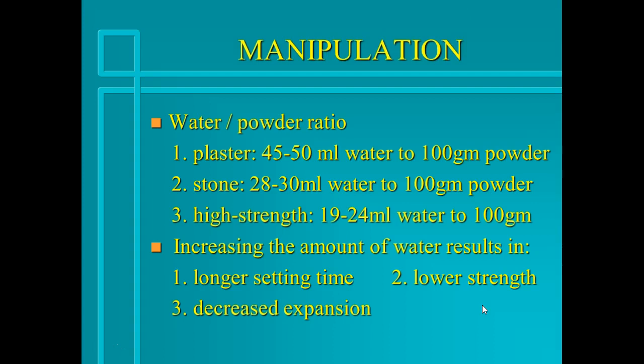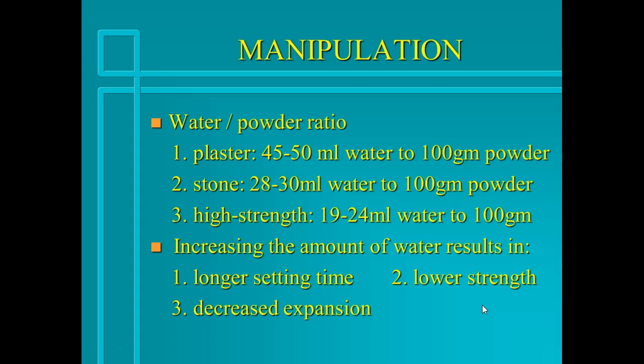Now let's discuss manipulation. But before we do, let's look at page 134, figure 9.6. Here we have an example of equipment that is needed for the mixing of gypsum products. We have a scale, a rubber mixing bowl, a graduated cylinder, and a plaster spatula.